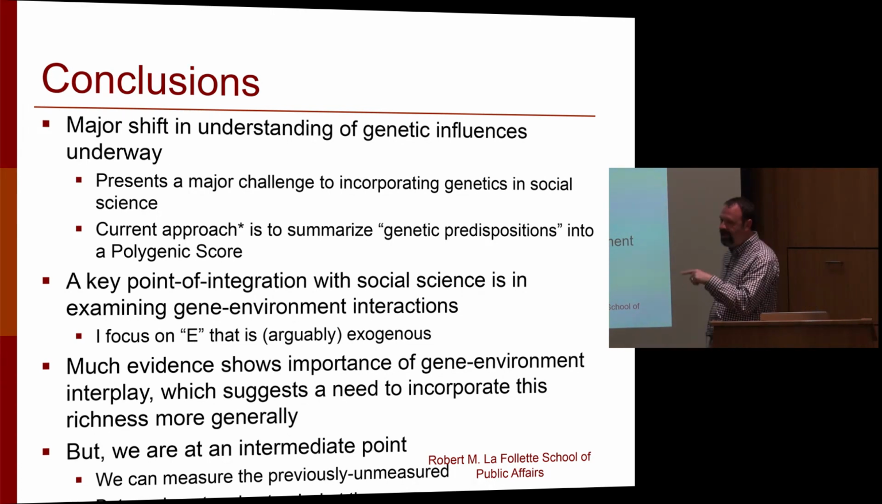So the current approach, and I put a little asterisk because this is just a couple years old and who knows what's going to happen later, is to take the new paradigm, which is many genes, all of tiny effect, and to summarize those into what I was showing as a polygenic score, a quote-unquote genetic predisposition or genetic propensity. Now I'm editorializing. I think a key point of integration with social science is what I'm showing, a gene-environment interaction. It doesn't have to be exactly what I'm doing, but gene-environment interaction is one way to bridge social science and genetics. You ask both the main effects of the two phenomena and how, why, and in what circumstances they might moderate or interact with one another.